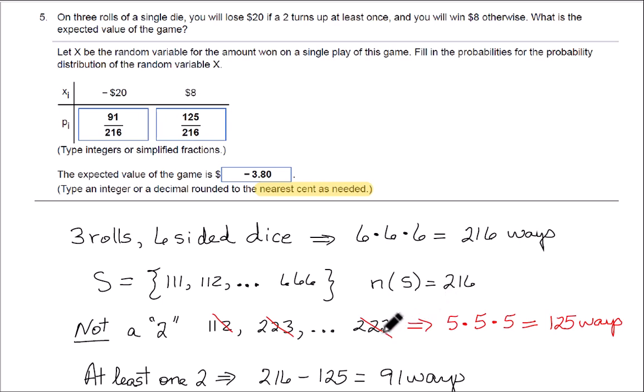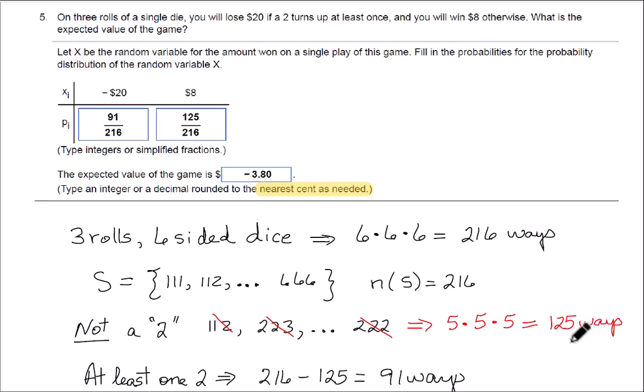So let's see. What I really want to figure out is how do I not get a 2? So I don't want 1, 1, 2. I don't want 2, 2, 3. I don't want 2, 2, 2. So how many ways is that? Well, if you use the multiplication rule and think of the ways you can get not a 2. So you can get a 1, a 3, a 4, a 5, and a 6. There are 5 possibilities for each one, or 125 ways to not get a 2.